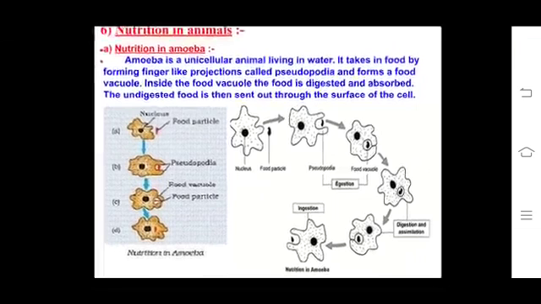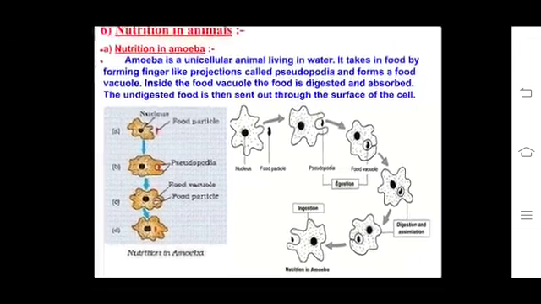So what are the functions of pseudopodia? What are pseudopodia? What is the function of pseudopodia? These are the two important questions. One more question, what is pseudopodia? The word pseudopodia is made up of two words, pseudo and podia. Pseudo means false, podia means foot, and pseudopodia are the structures which help in taking in food and also in locomotion.